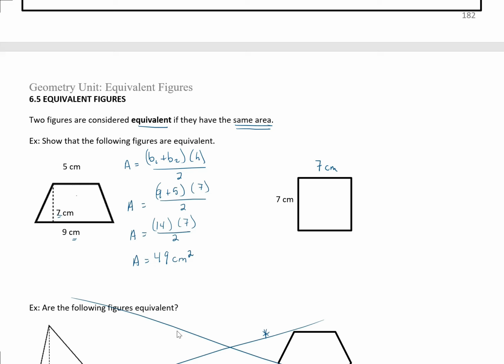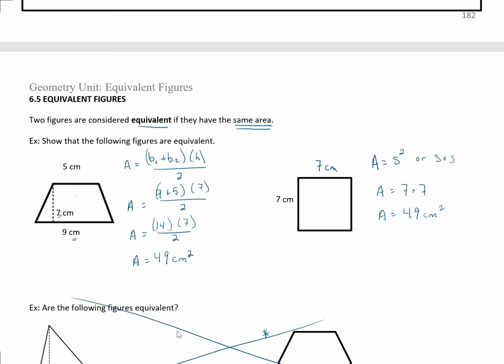If we look at the square, we can either say area is side squared, right? Or we can think about it as side times side. Either way, we get 7 times 7. So our area is 49. We're still talking about centimeters, and we're still talking about area, so it's centimeters squared. So these figures are equivalent because they have the same area.